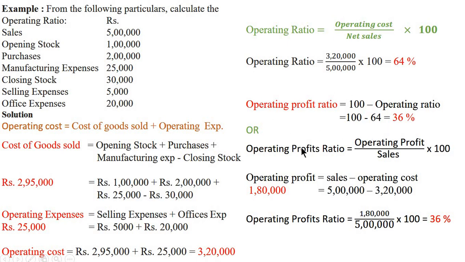We can get the same answer by applying the operating profit ratio, operating profit divided by sales into 100. We don't know the operating profit. We can ascertain the operating profit deducting the operating cost out of the sales. Sales is 5 lakh rupees and operating cost is 3,20,000 rupees as we calculated earlier. 5 lakh minus 3,20,000, operating profit is 1,80,000 rupees. 1,80,000 operating profit divided by sales 5 lakh rupees multiplied with 100, we got the same answer 36%.